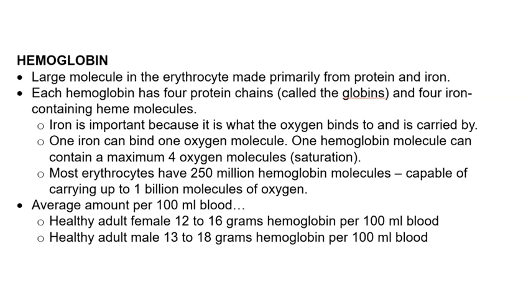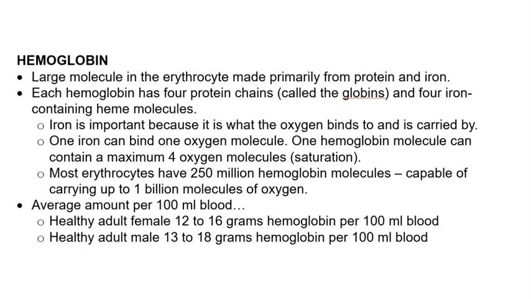Hemoglobin is a large molecule found within the erythrocyte that is composed primarily from proteins and iron. Each hemoglobin molecule has 4 protein chains, collectively called the globins, and 4 iron-containing heme groups at the center of each of the protein chains. Iron is a critical component of hemoglobin because it is the iron that binds and carries the oxygen molecules. One iron-containing heme group will bind and carry a single molecule of oxygen.